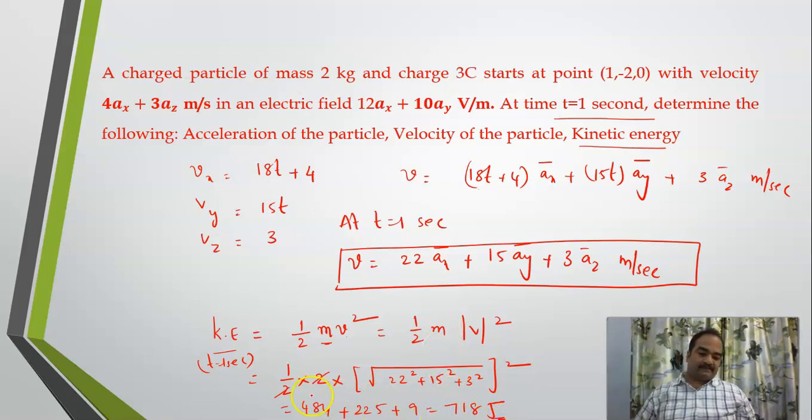This is kinetic energy. Okay, so this is my velocity at t time is equal to 1 second, and kinetic energy is my 718 joules. This is the way how we do the problems. Okay, now this ends the problem.